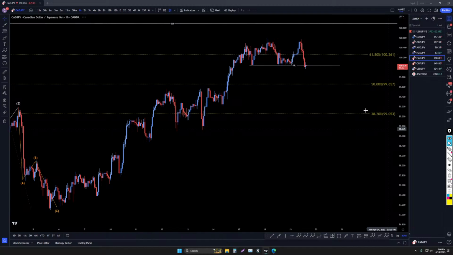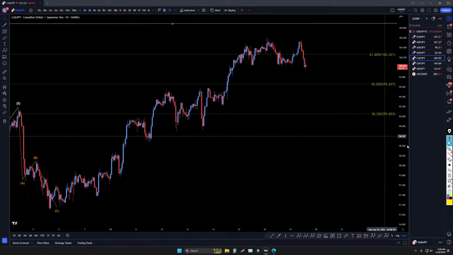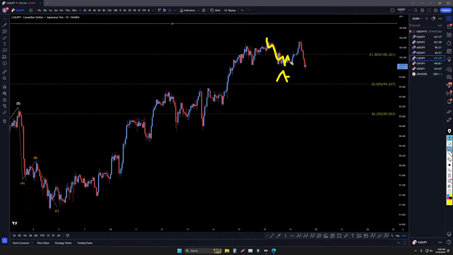So, 1 hour time frame, let's get rid of this because yes, we have a break of structure, but it's probably a wave C structure. This is probably like a 1, 2, 3, 4, 5 of A. I bet this is a little three-way pattern up for the B. And I bet that we're going down now for wave C.